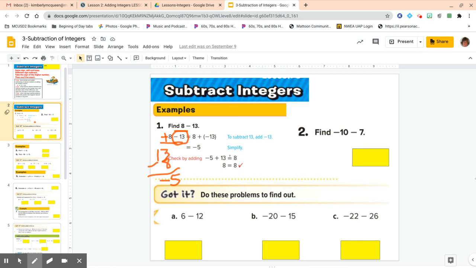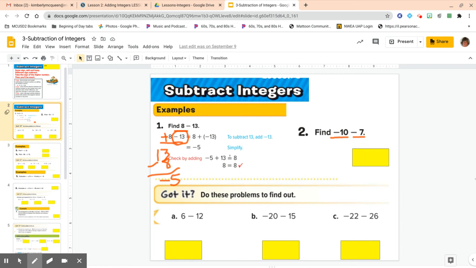Number 2, we have a negative 10 put together with a minus 7. The 10 has a minus in front of it. The 7 has a minus in front of it. We can use the words minus and negative interchangeably. They both mean the same thing. It means to do the opposite of.